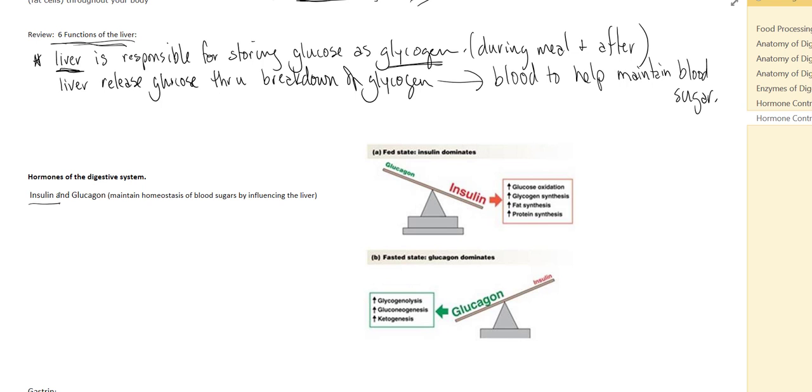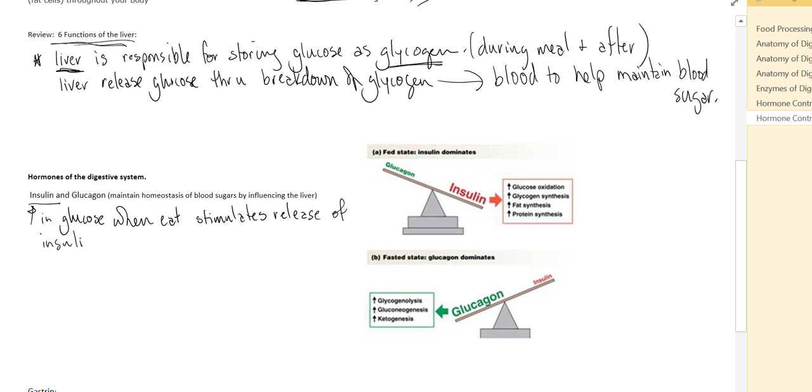And so when we eat a meal, our nervous system stimulates the pancreas to secrete insulin. And that's because as we eat our meal, that meal is going to be broken down and cause an increase in blood sugar. So there's an increase in glucose when we eat, and this stimulates release of insulin from the pancreas.